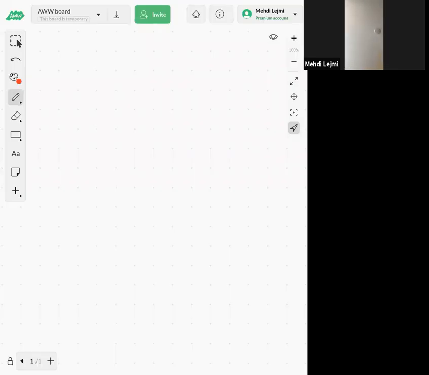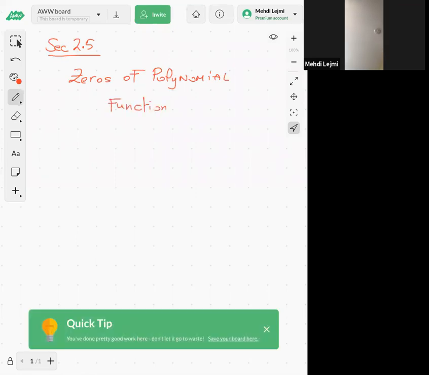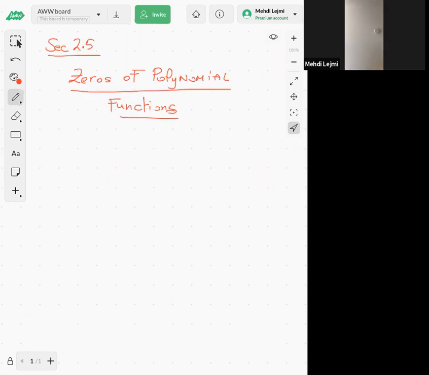All right. So this is section 2.5. And again, it's about zeros of polynomial functions, right? So we have this theorem, the rational zero theorem.